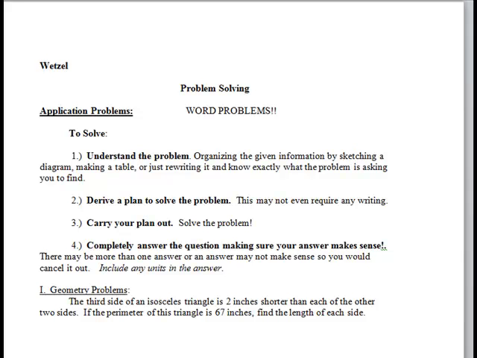Once you know exactly what you have to work with and what you're trying to find, derive a plan how to solve the problem. You may try a few things, jot a few things down, you might just work it out in your head. Once you figure out how you think the problem needs to be solved, carry out your plan, solve the problem, but don't stop there. Make sure your answer seems reasonable. If it's not reasonable, that means you either made a mistake in your work or your whole plan or the equation you came up with was incorrect. Make sure you include or answer every single part of the problem, including any and all units.